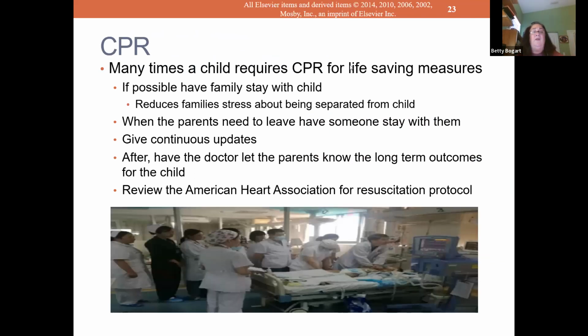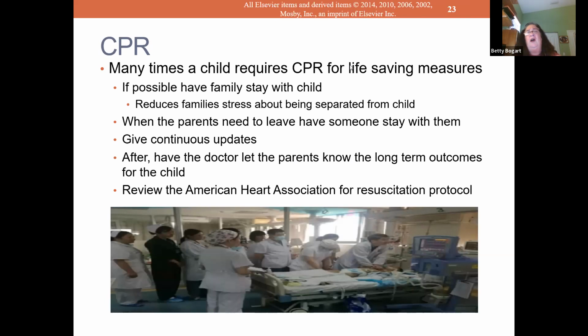Now, CPR, you've all been taught CPR, right? Well, what about the parents? Did we ever think about parents in a hospital? Well, it used to be we kicked all parents out. And now this parent is there thinking, my poor child needs me, and nobody's holding his hand. Nobody's stroking his head. All they're doing is doing all these things, and oh my goodness. And it's a very difficult thing for a parent. So if at all possible, let them stay there.